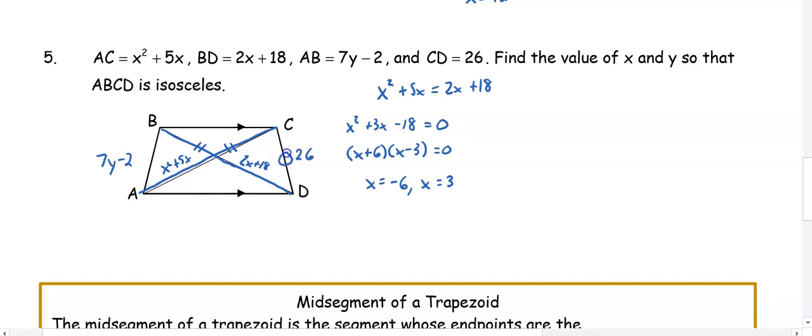We also know that our legs are congruent. So we have 7y minus 2 is equal to 26. 7y equals 28. So when we divide, y is 4.